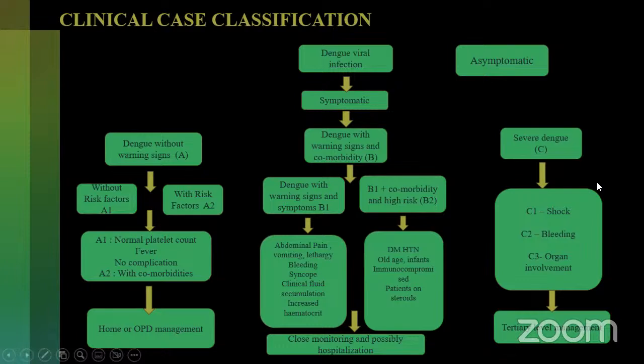Severe dengue are the group C patients. They usually have presentation as a shock, which is categorized as C1, or with bleeding tendencies, or with one or more organ involvement. These patients definitely require tertiary level management, most often requiring the ICU.